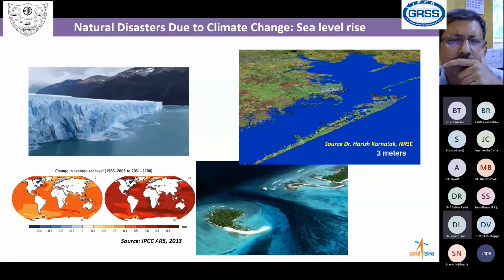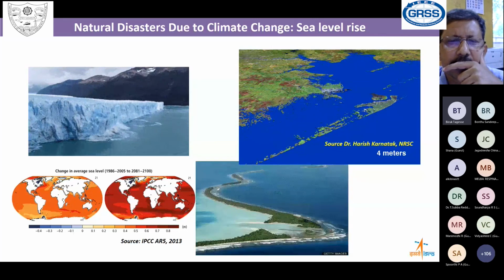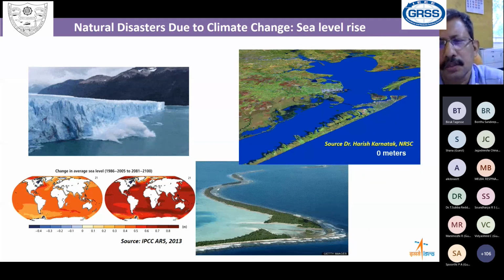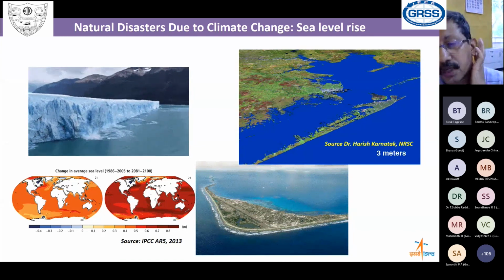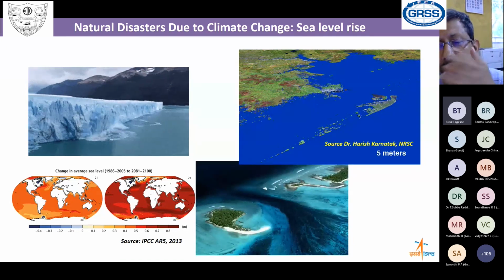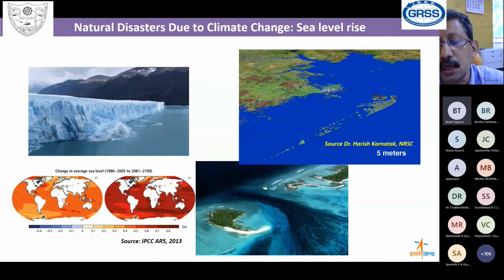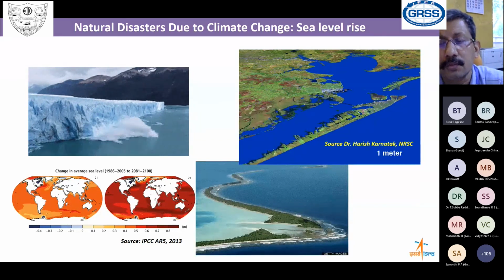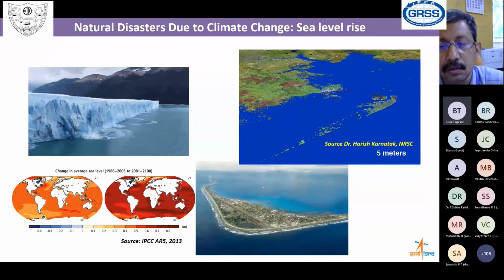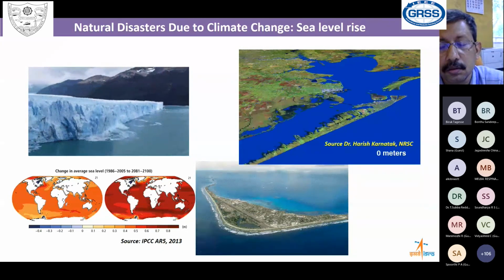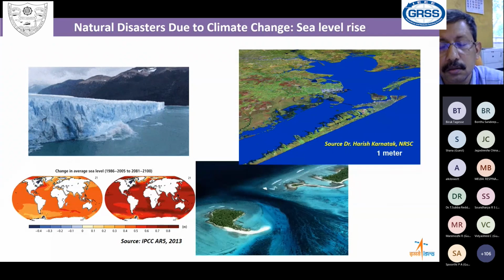Then we have the climate change, which is actually causing the various natural disasters. So based on the Earth observation system, we can monitor the inundation of the areas which are at risk from the climate change impacts, mainly the islands like Maldives, which are just a few meters above the sea level.